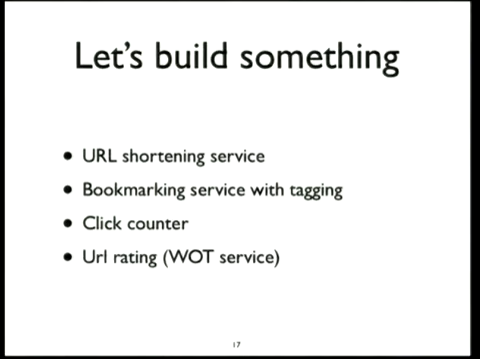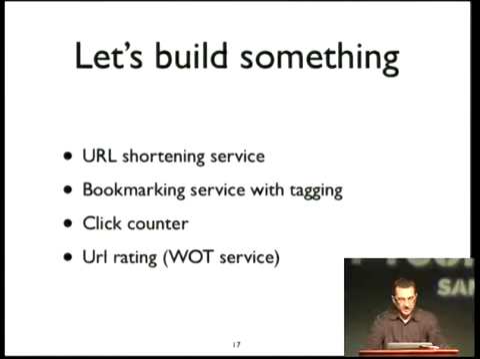Now let's build something. I think we have some time, so let's try to build something interesting. We'll be building a URL shortening service, also a bookmarking service with tagging, and the system will count the clicks of people that click on the short URLs. We will also take these URLs and connect to the WOT service, Web of Trust, to rank these pages for child safety, and we will get screenshots embedded into the application from the URLs that we are shortening. I should thank Miguel for giving me this idea. I wrote this talk yesterday based on this idea.